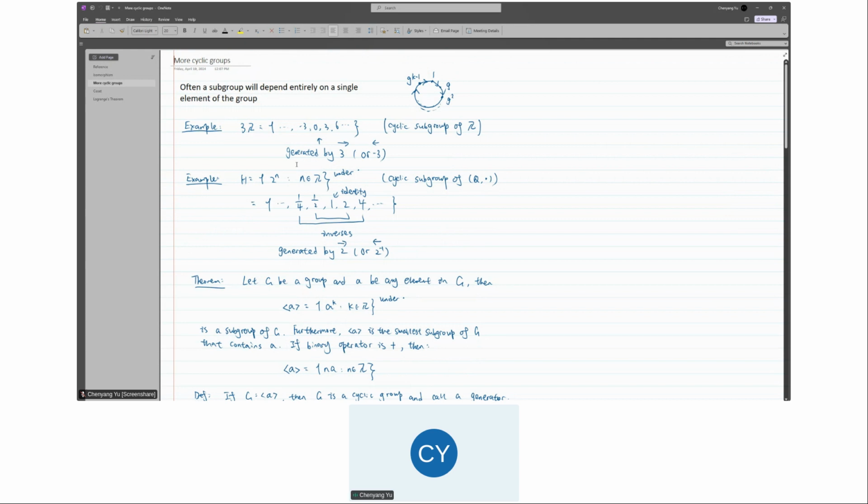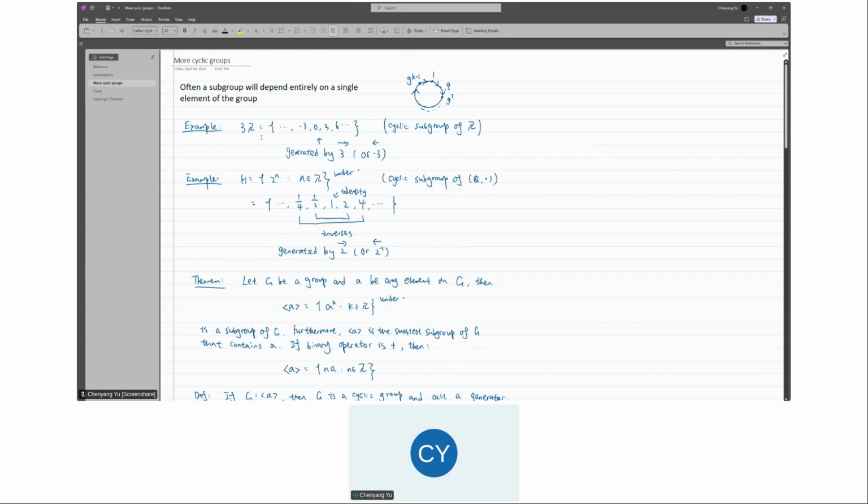So we studied isomorphism. Right now we are moving to more cyclic group theory. We covered what a cyclic group is last week, right? So I remind you that it is visualized as a clock. Oftentimes a subgroup will depend entirely on a single element of the group. So this is the motivation.